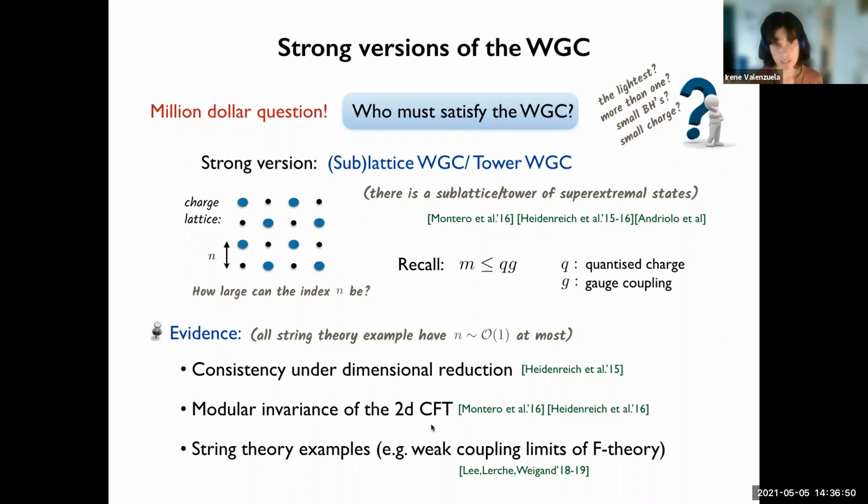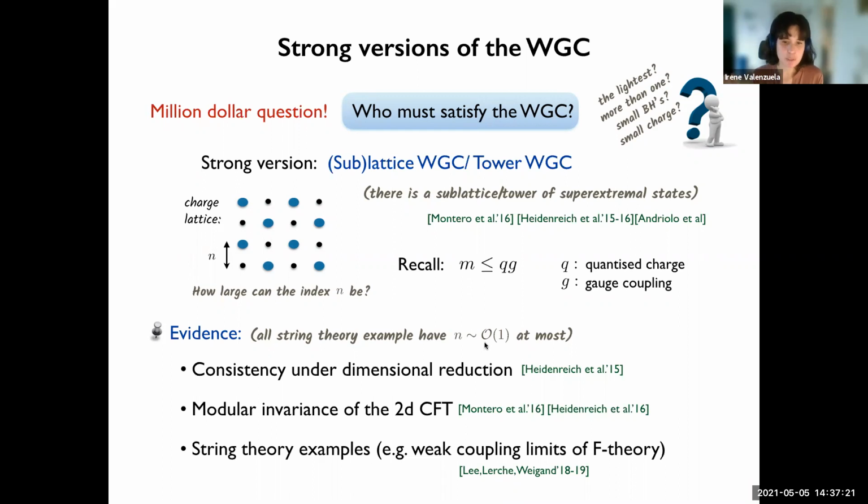And then all the string theory examples, I mean, whenever we check the conjecture in string theory, it's true that you always find that you have a sublattice or a tower and so on. But this is just example based, okay? I can also say that, looking at examples, we've never been able to find an index of the sublattice which is bigger than some value. I think the biggest one is around 6 that we could ever find. But this is an open question.